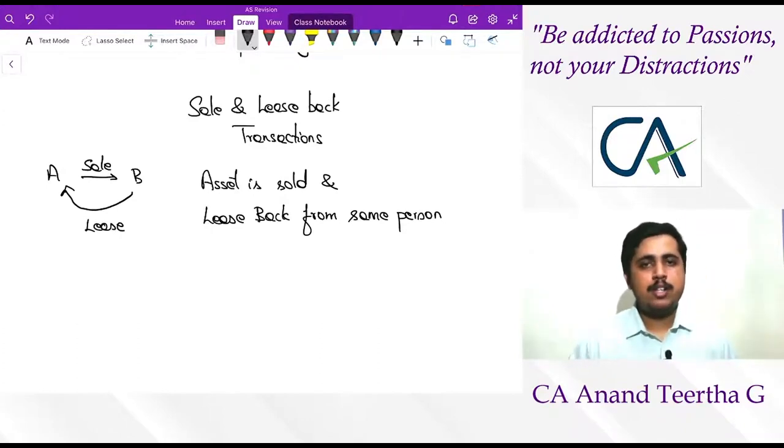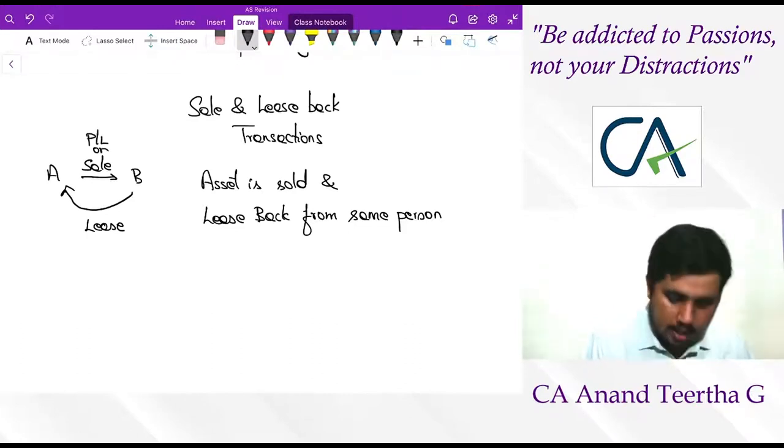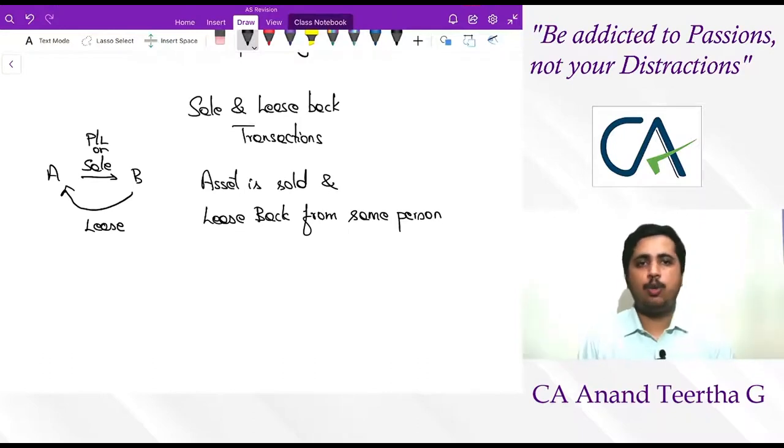Now, sometimes they do the sale and leaseback transaction just with the mentality of showing quick profits. So just to show some quick profits, they may do these sorts of jobs. Therefore, AS 19 came in and said, whenever there is a sale and leaseback transaction, I will tell you how to recognize the profit or loss on sale.